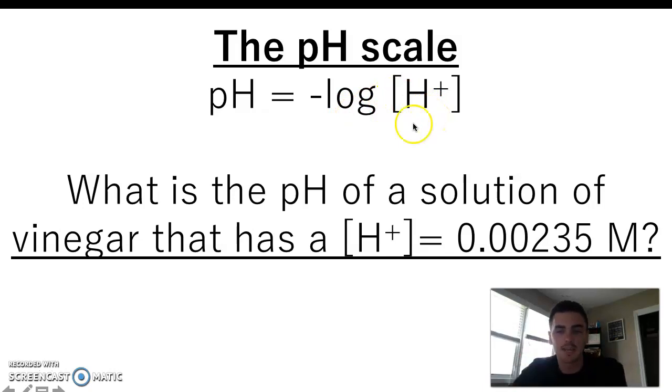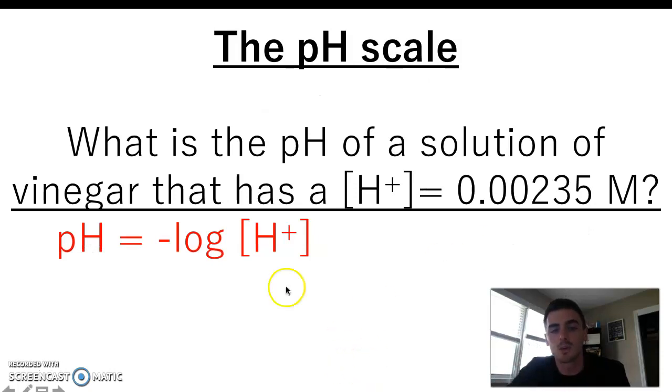So a nice easy example to start off with is, what is the pH of a solution of vinegar, which is an acid, keep that in mind, if we know the hydrogen concentration is 0.00235 molar. Usually we're going to be working with small numbers here because it's on the molecular scale. We're not talking about very much here.